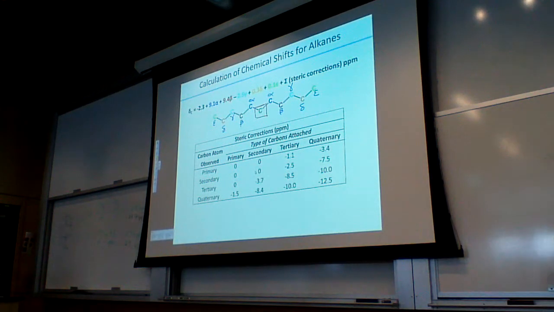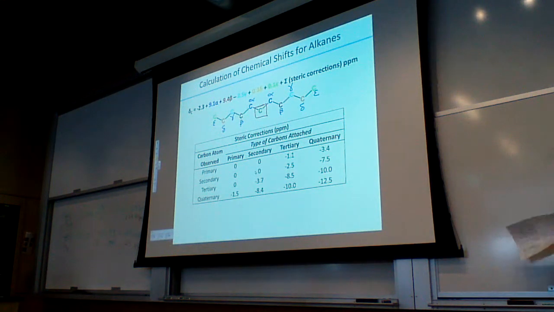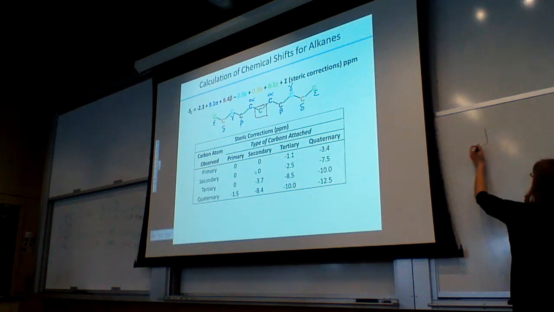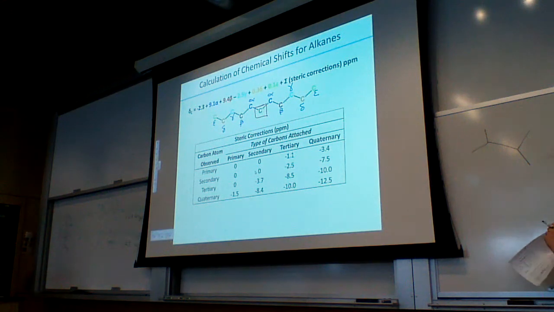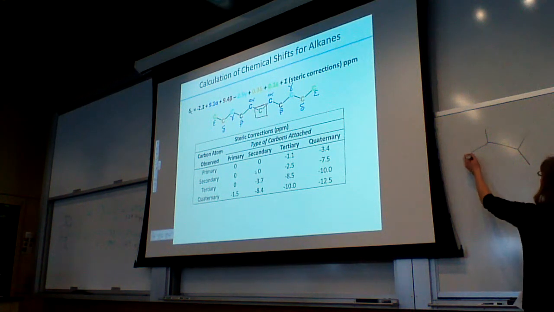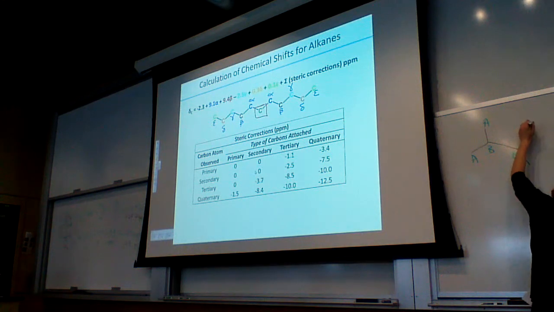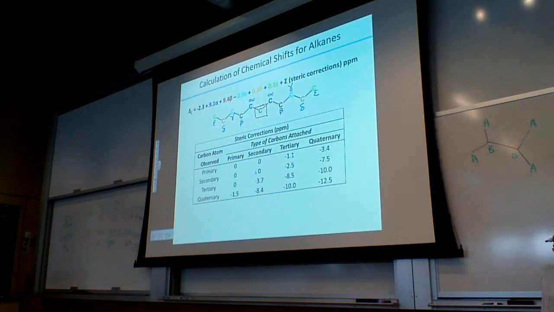And I chose a substituted butane so that we would only have to do two calculations. So this structure, even though it has six carbons, has only two different carbons if we're talking about magnetic equivalence. So we have symmetry within the molecule such that all the methyl groups are the same and the two methine groups are the same. So we'll do the calculations on these.